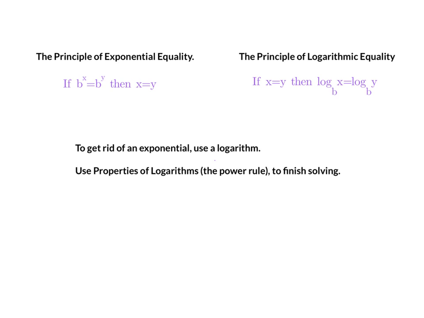So the other day in class, we talked about the principle of exponential equality, which says that if your bases are the same, then your exponents have to be the same, meaning that we can go ahead and just cancel our bases. This works both ways. If x equals y, then you can also put both of these up in exponents and you still have an equal statement.